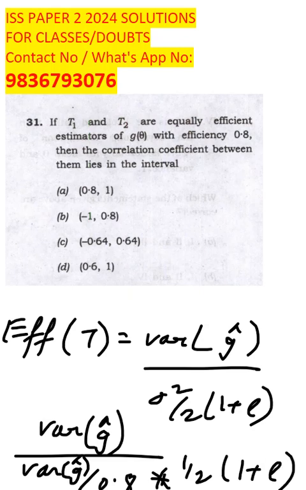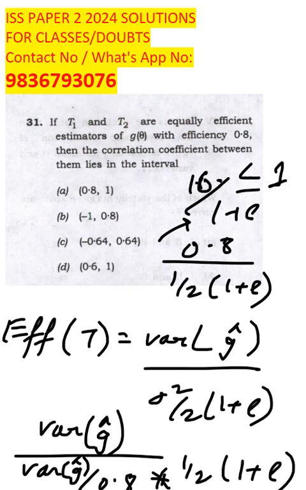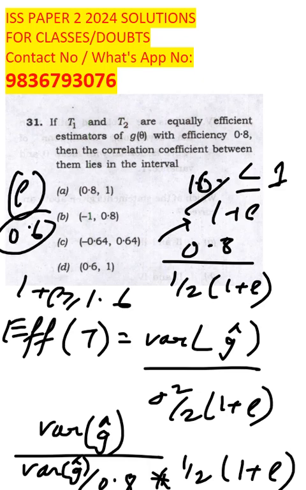Correct. So from this what we get? 0.8 by half (1 plus rho), or this comes to 1.6 by (1 plus rho). Okay, so bound efficiency 1.6 by (1 plus rho) is less than or equal to 1. Correct. So that is less than or equal to 1, or we can write that 1 plus rho is less than or equal to 1.6, or rho is how much? 0.6. So my correct option will be option D, because obviously this is less than 1.